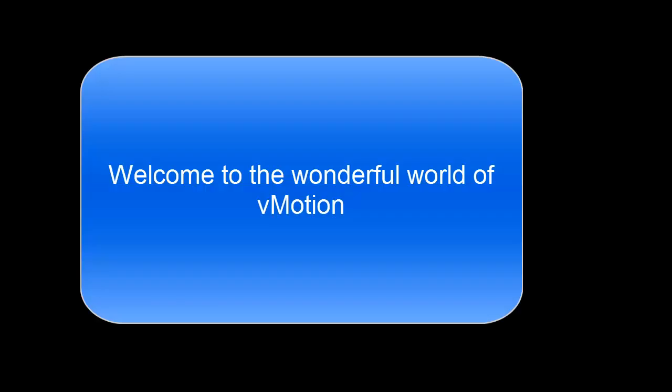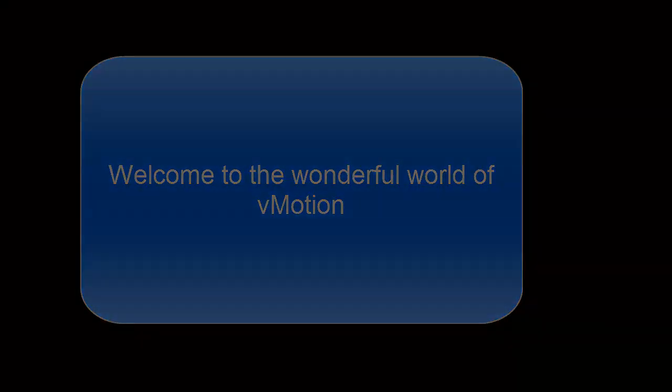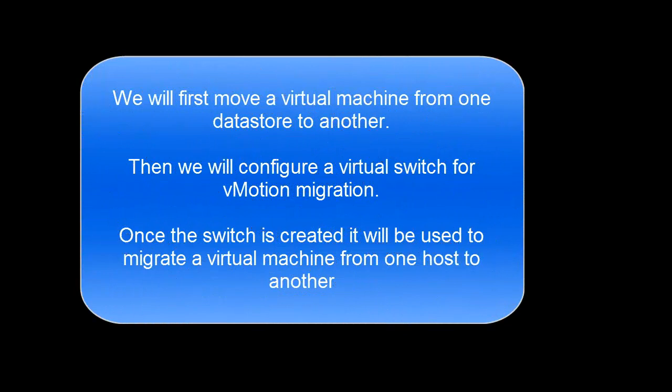Welcome to the wonderful world of vMotion, one of the really exciting aspects of VMware. First, we will move a virtual machine from one data store to another. Then we will configure a virtual switch for vMotion migration. Once the switch is created, it will be used to migrate a virtual machine from one host to another.